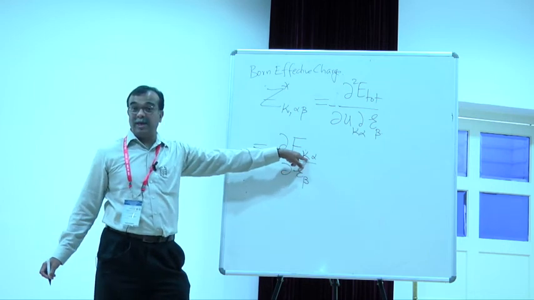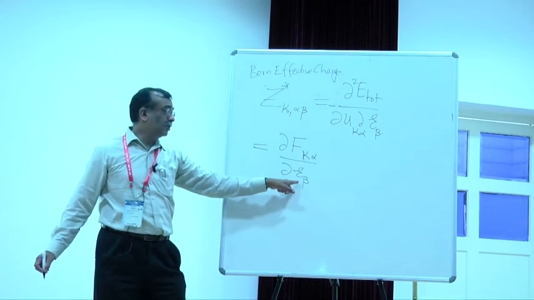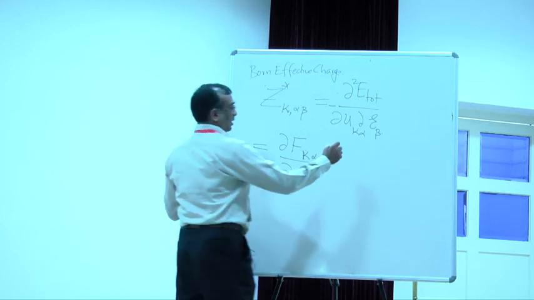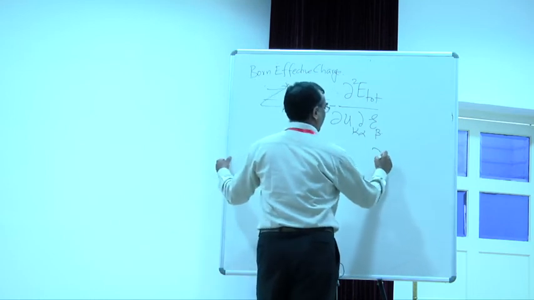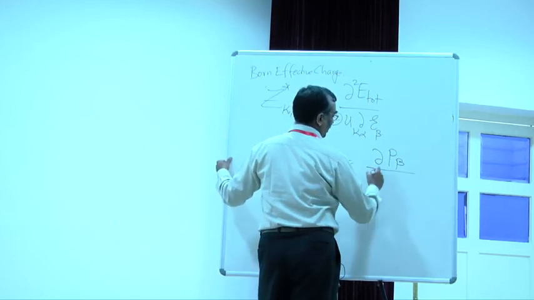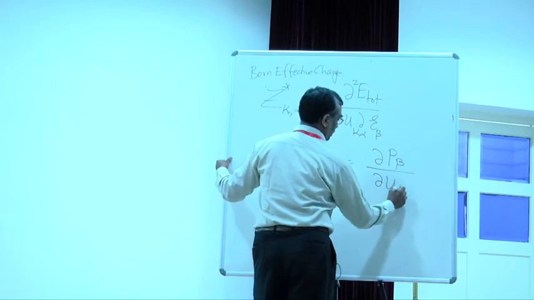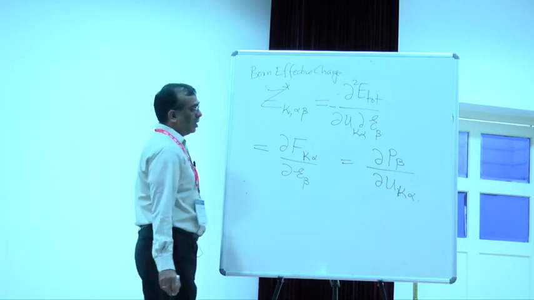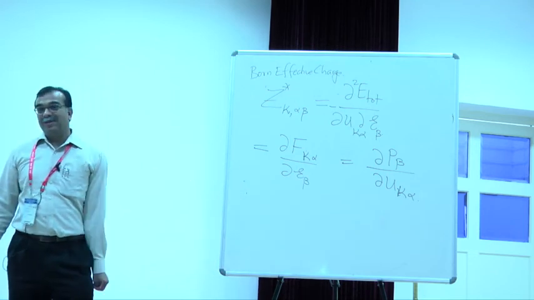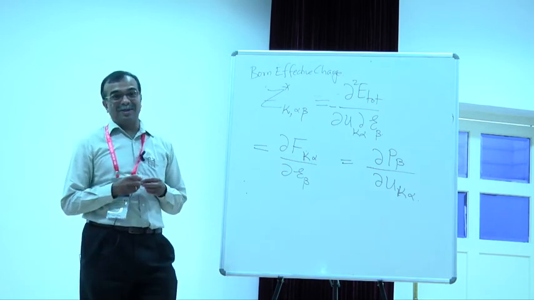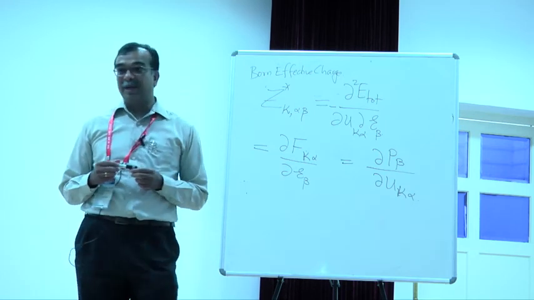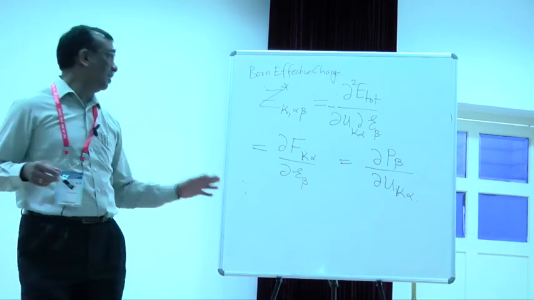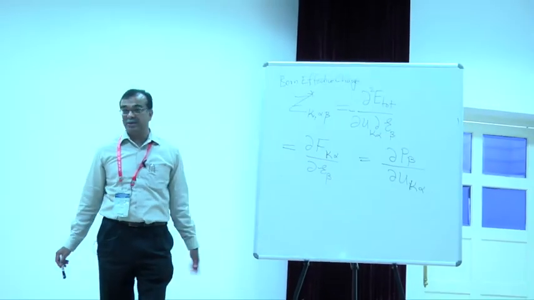Force acting on atom K in alpha direction induced by electric field in beta direction. And it can also be written as derivative with respect to polarization, the electric dipole moment, with respect to atomic displacement. Okay, now you see the beauty of this. We learned that many measurable properties are second derivatives of total energies, right? But they also give you a physical picture of those measurable properties in a very nice way. This is a nice example to illustrate that.